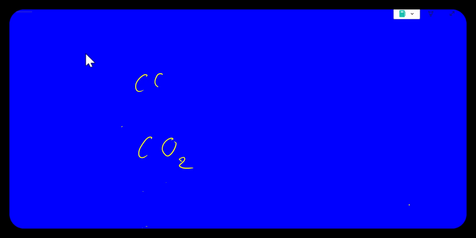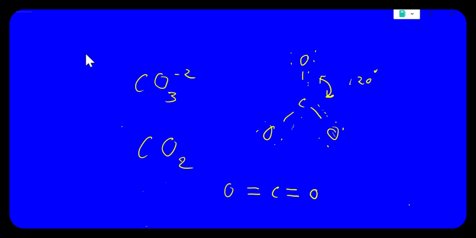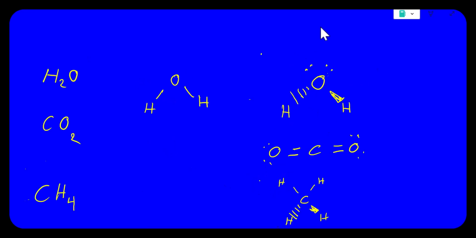Let's take a look at the carbonate ion and carbon dioxide. So in order for the oxygens on the carbonate ion to be as far away as they possibly can be, they have to take on a trigonal planar shape, and the bonds would be 120 degrees apart. We determine that carbon dioxide has a Lewis structure like this. You can see that the bond angle is 180 degrees.